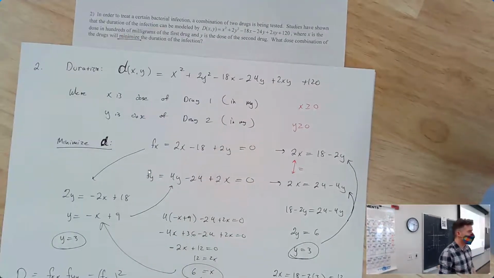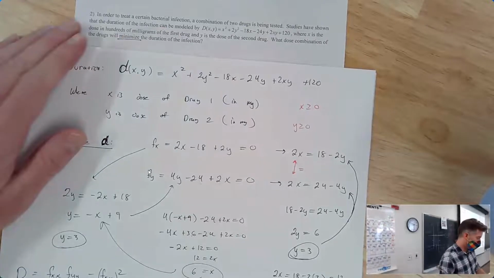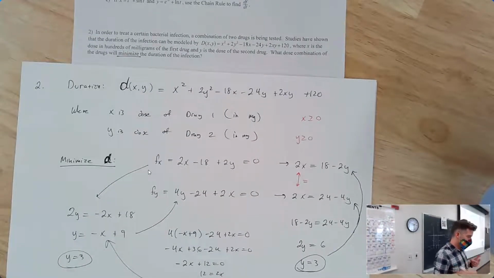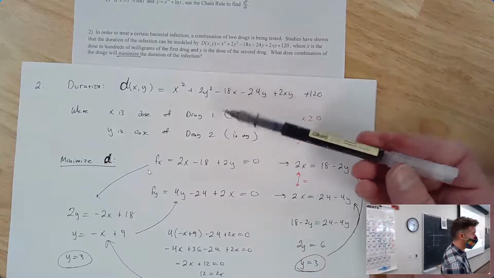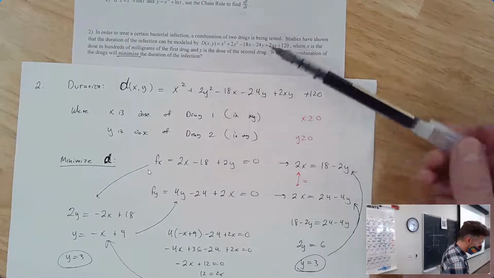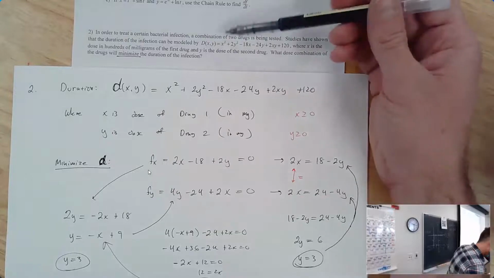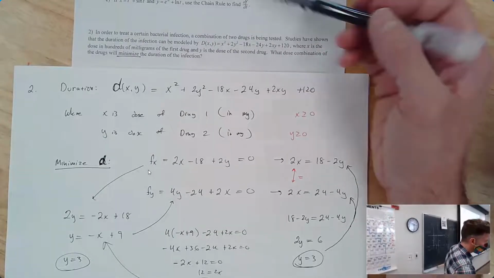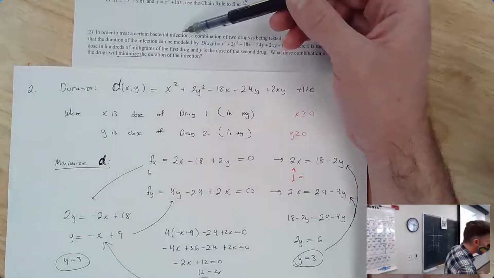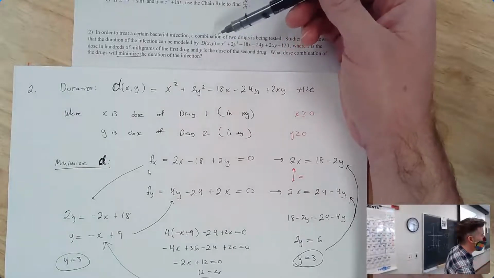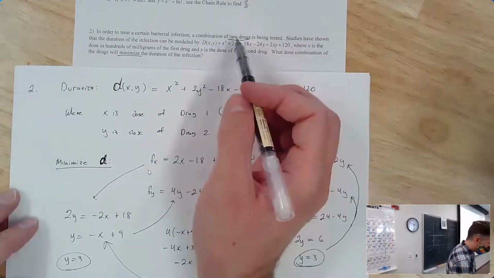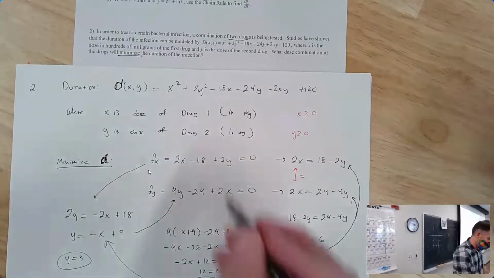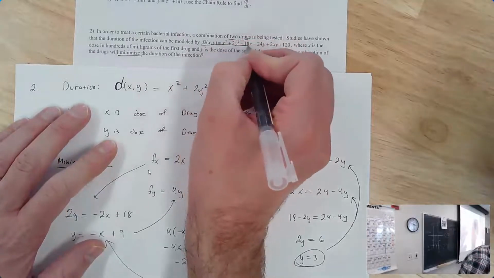That word, minimize. So I see a function of 2 variables. So let's read the question here, because I do think your question is an important one. There's a lot of words here, right? I'm trying to boil it down to what's necessary. So a combination of 2 drugs is being tested in order to treat a certain type of infection. There's words that are important, but kind of not that important. I know there's 2 drugs being tested. Studies have shown that the duration of the infection can be modeled. Okay, so here's the thing that's telling me how the infection works.